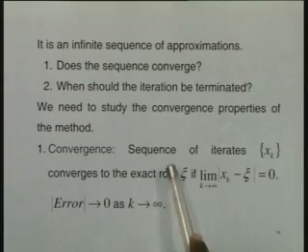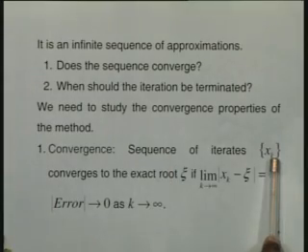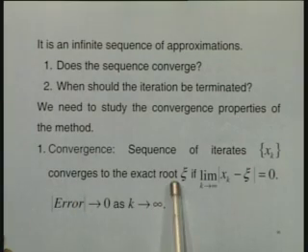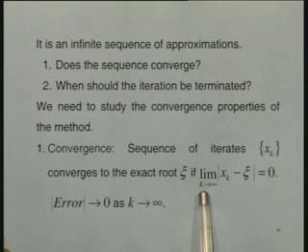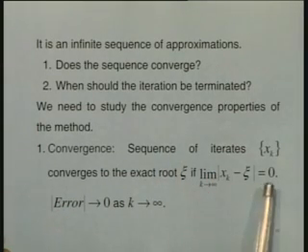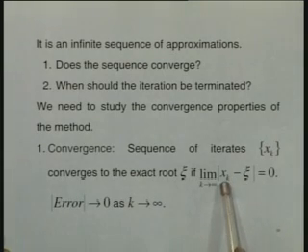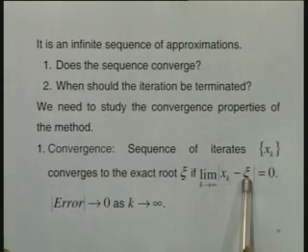Now what do we mean by convergence? Let us define it. By convergence we mean that a sequence of iterates xk converges to the exact root xi if we take an infinite sequence. So the limit as k tends to infinity of xk minus xi is equal to 0. Now I can define xk minus xi as the error at any iteration, because xk is the value we obtain at a particular iteration and xi is the exact root.